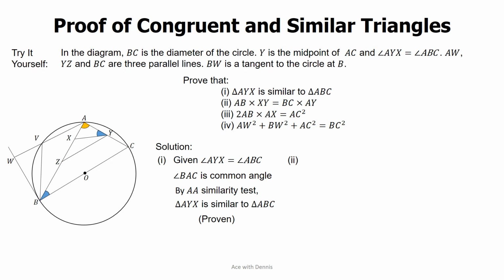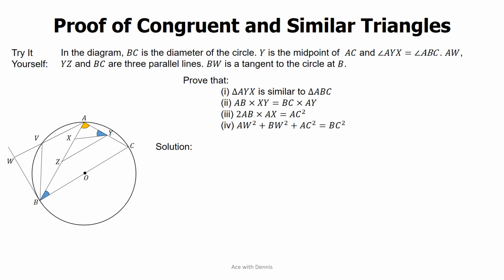Proven. Part 2. Since triangle AYX is similar to triangle ABC, hence we can form this equation AB over AY equals BC over XY. When you cross multiply, we get AB times XY equals BC times AY. Hence proven.